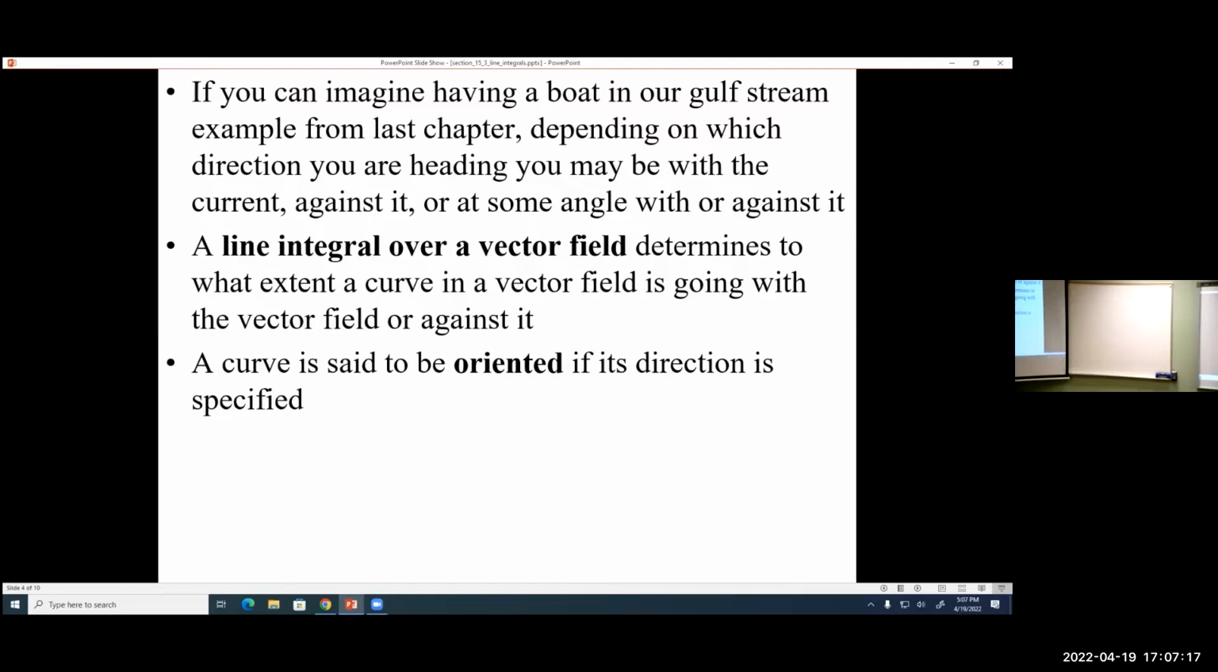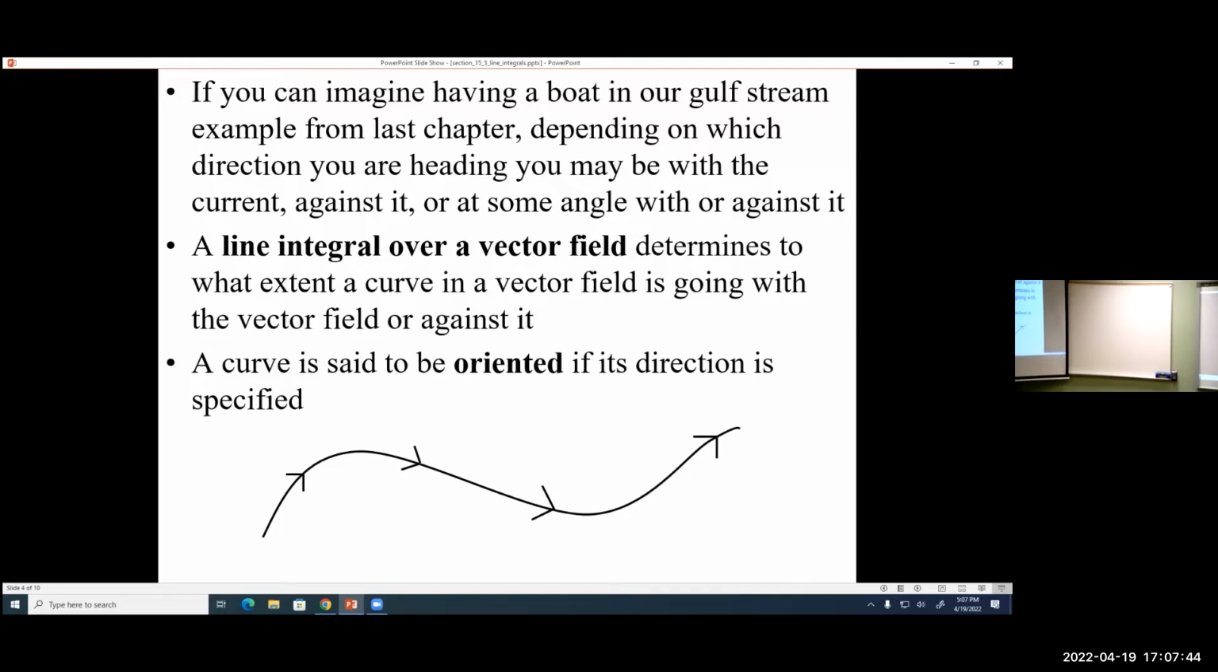Now, in order for us to do these, we have to have what's called an oriented curve, meaning it has to have a direction. Again, you can imagine a boat going through the water. It's going to be going in a specific direction. So one of the things that we'll talk about as we go along these curves is what direction we are heading, because that makes a difference in our line integral.